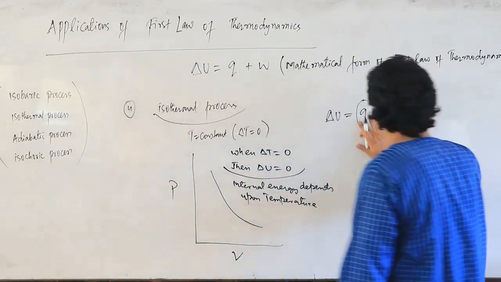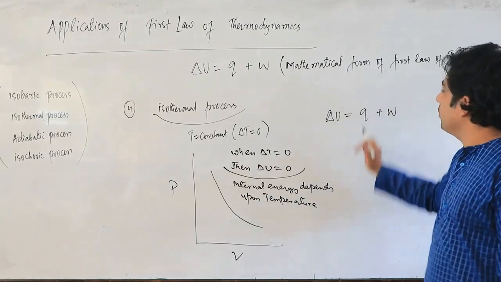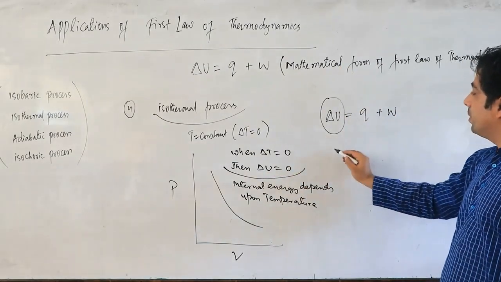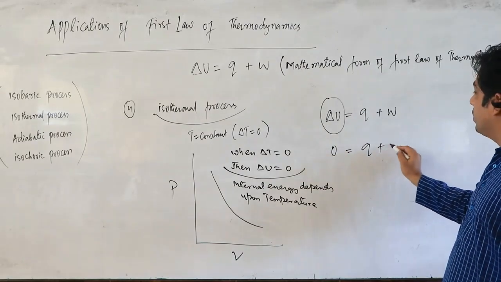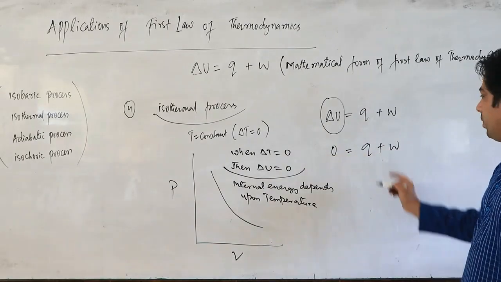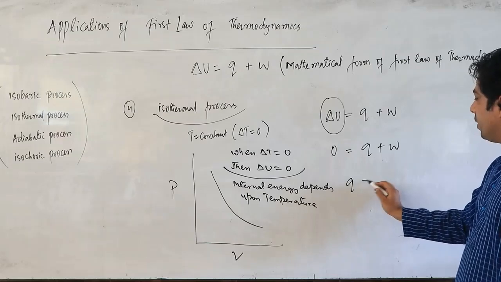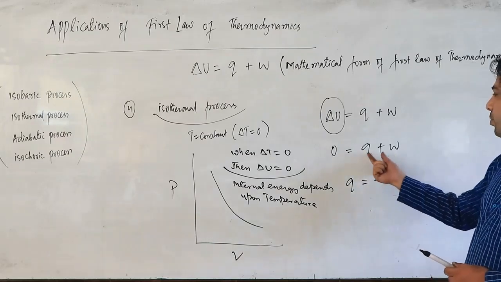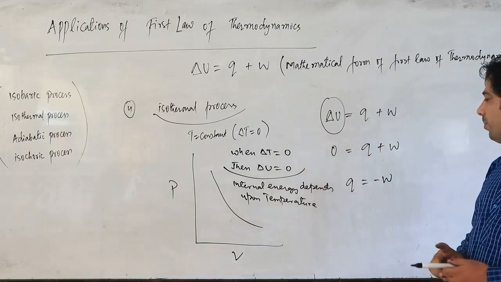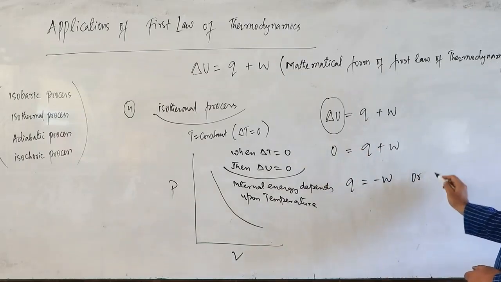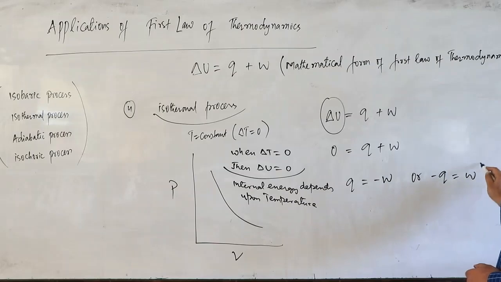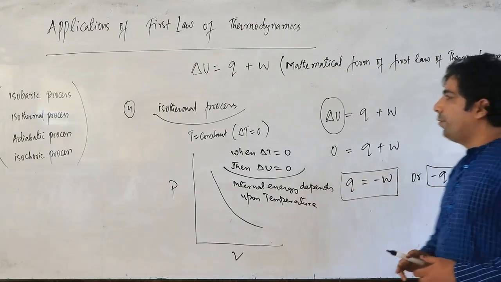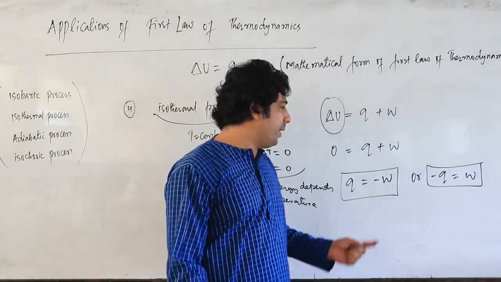So my dear friends, now look here. Delta U will be how much? 0. So this is 0 here, is equal to Q plus W. Now, what is happening here? Q is equal to minus W. Or if you transfer the Q here, then it will become what? Minus Q is equal to W. So these two expressions you will get here for the isothermal process.